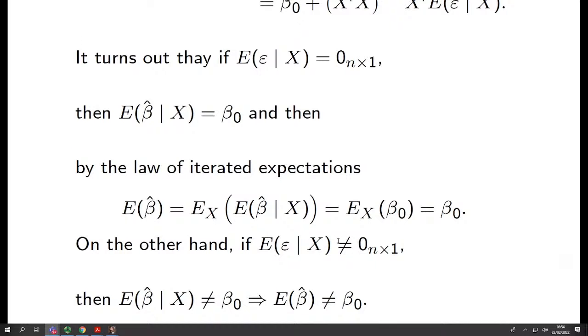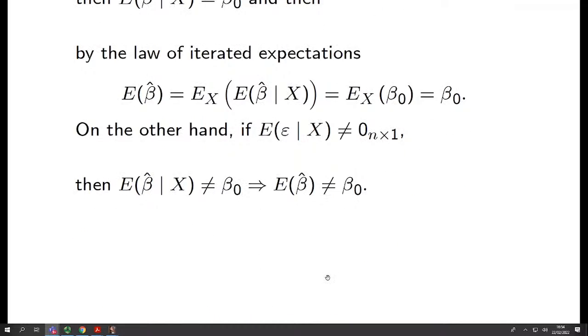Now, my next step is that I want to discuss with you when we can safely claim that this is 0. And on the other hand, I want to discuss one case where we cannot claim that this object is equal to 0, and the implications we know now for the finite sample properties of the OLS estimator. And I will provide you with examples.